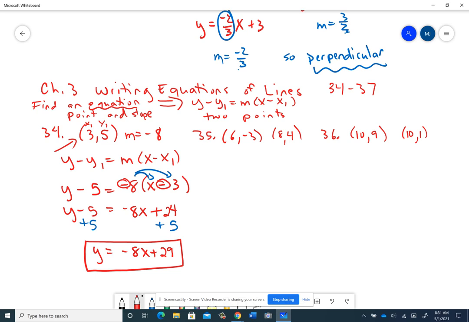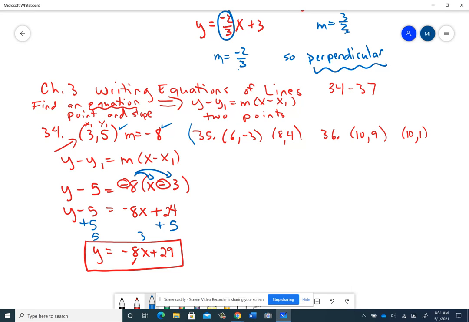Okay? So a good double check is, yeah, it has the slope it's supposed to have. And look and see if you plugged in 5 for the y and 3 for the x, would that be equal? 5 would equal -24 plus 29. Yep, it fits this condition and this condition. So I know I got it.